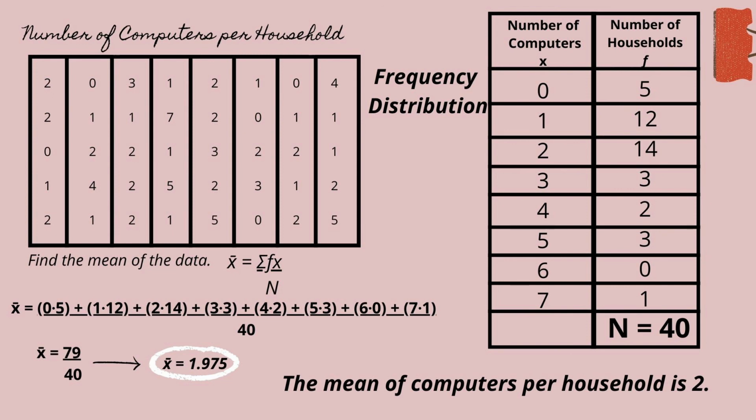So it will be equal to 79 over 40, and we're just going to divide it, and the mean of computers per household will be 2.